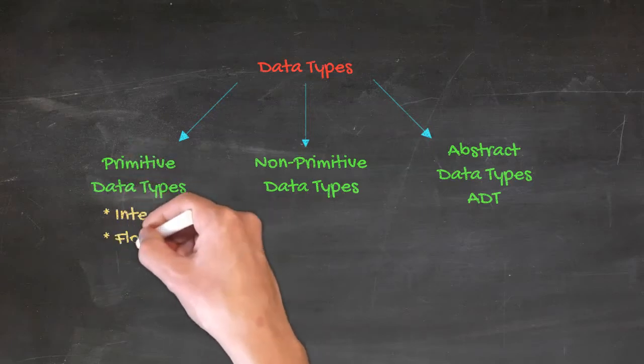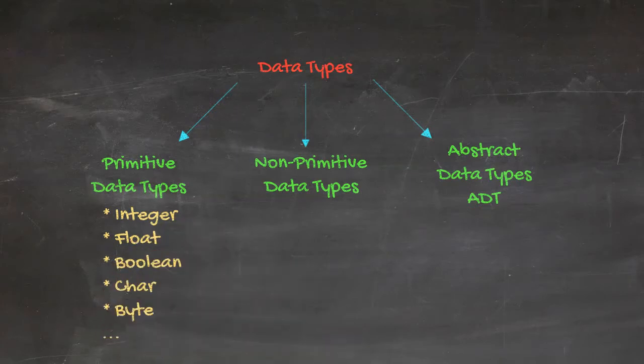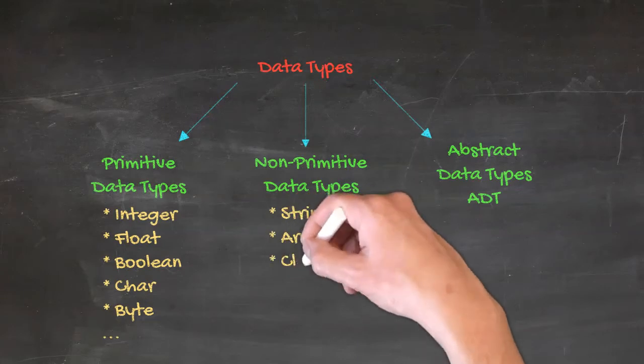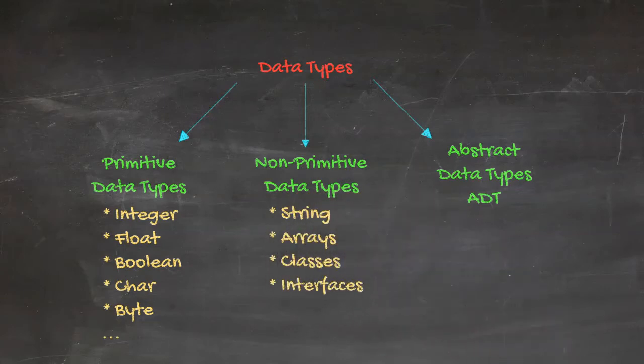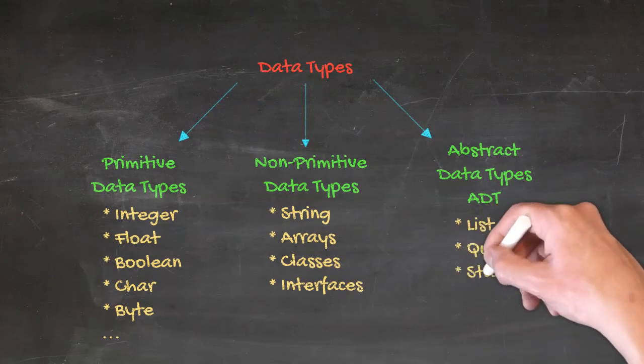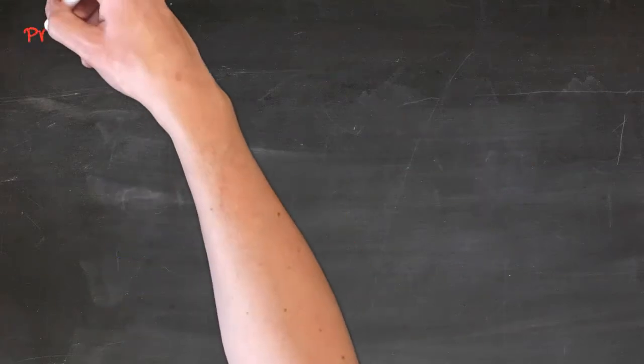Integer, float, boolean, char, byte, these are primitive data types. String, array, classes, interfaces, these are non-primitive data types. List, queue, stack, trees, these are abstract data types. Now let's see what these primitive data types mean.